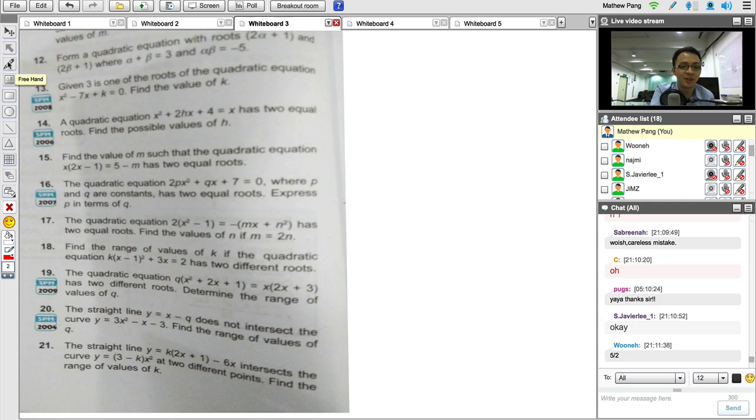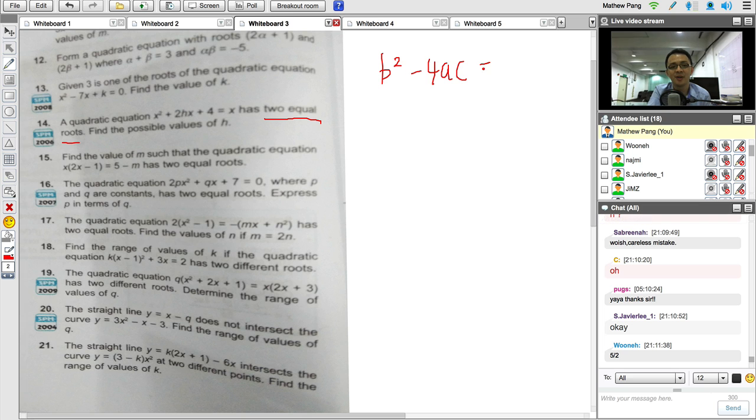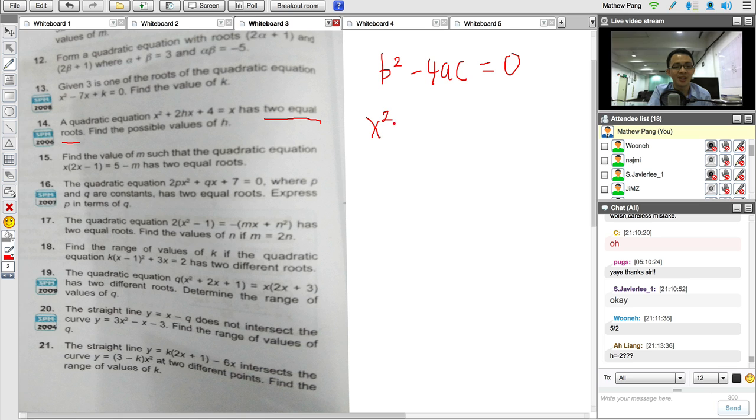Alright, what is this question? Just let me digest. Alright, so over here I see 2 equal roots. First formula coming to my mind is b squared minus 4ac equals 0. This is 2 equal roots. So I got the equation x squared plus 2hx plus 4 equals to x.